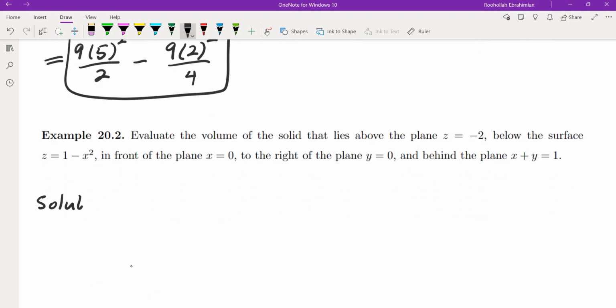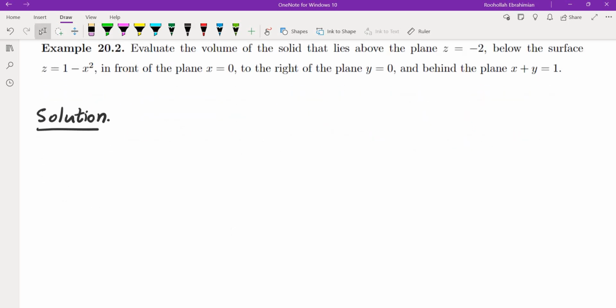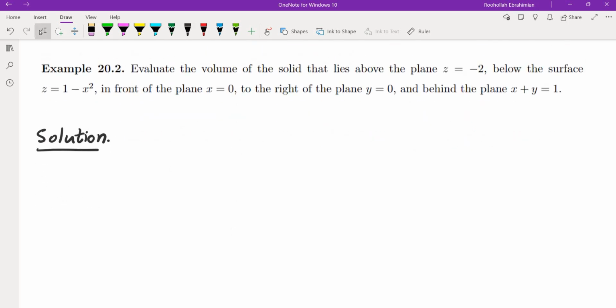So let's look at a few more examples. The next example is: evaluate the volume of the solid that lies above the plane z equals -2, below the surface z equals 1 minus x squared, in front of the plane x equals 0, to the right of the plane y equals 0, and behind the plane x plus y equals 1.